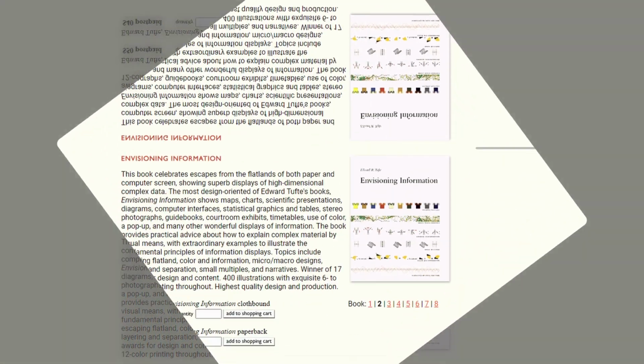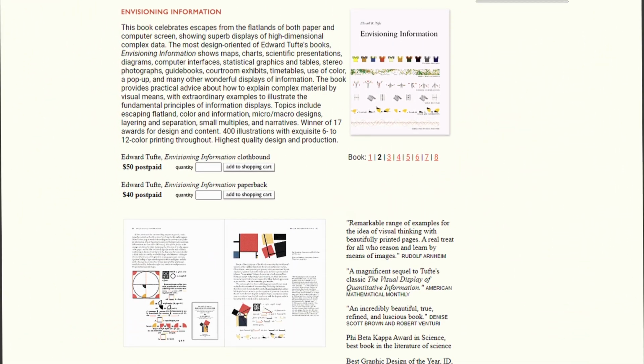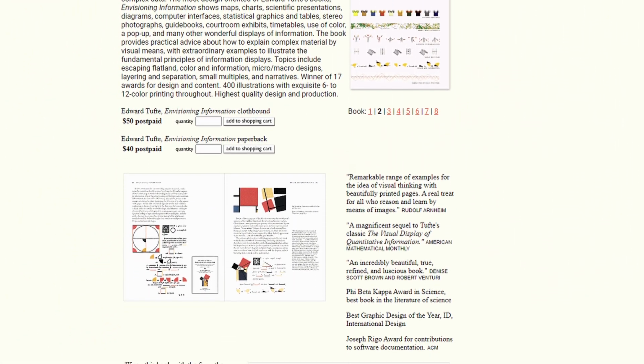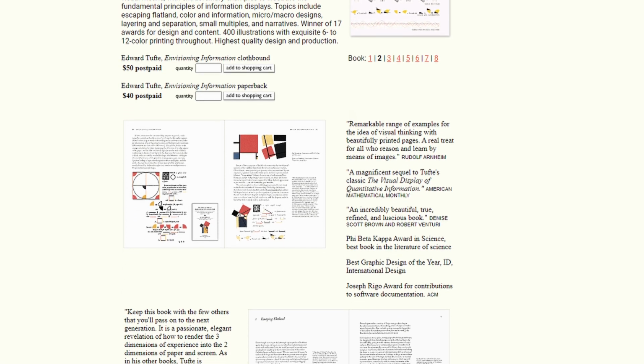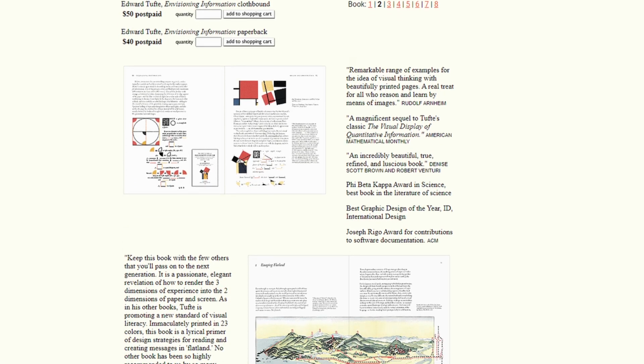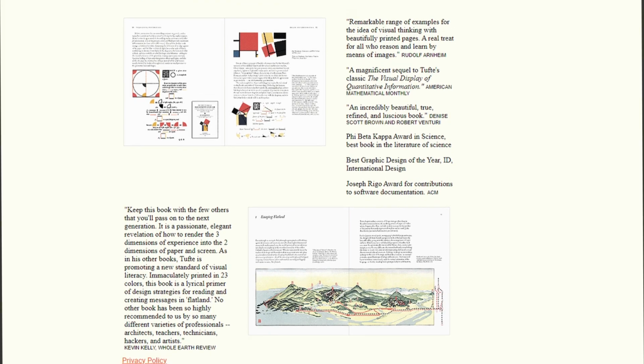Envisioning Information is my favorite book, although I've read all 4, I guess not the 5th, of his books, and they're all amazing. At this point in this discussion, we're no longer at an elementary data visualization book level because this book is a little bit more detailed and a little bit more advanced, but I really love it because in this book, he teaches really cool concepts that not a lot of people talk about, like what's the difference between macro and micro readings?